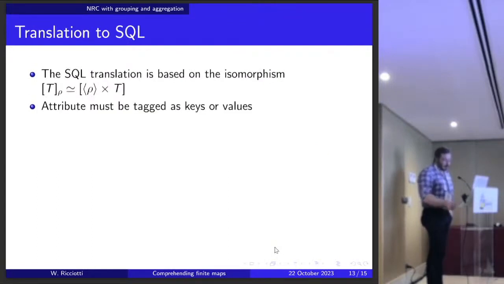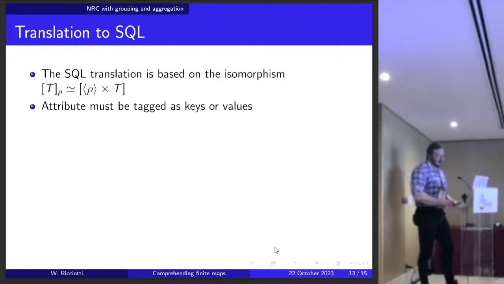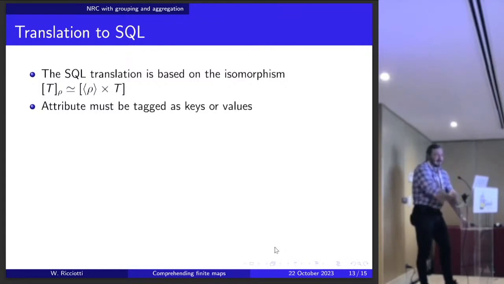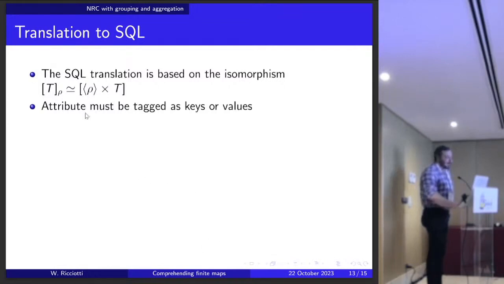And the implementation works like this. So you remember, as I said at the beginning, NRC is more expressive than SQL because it has more expressive types. And for example, in this extended calculus, finite maps are a type that doesn't exist in SQL, but that is very benign because there is an isomorphism between finite maps and collections of key value pairs. So essentially, what we need to do to translate to SQL is to tag attributes in relations as keys or values.